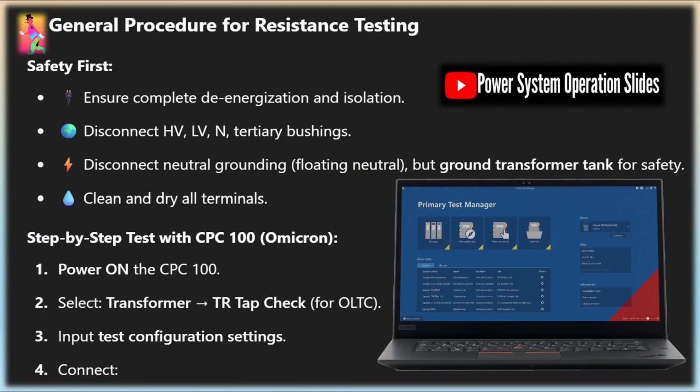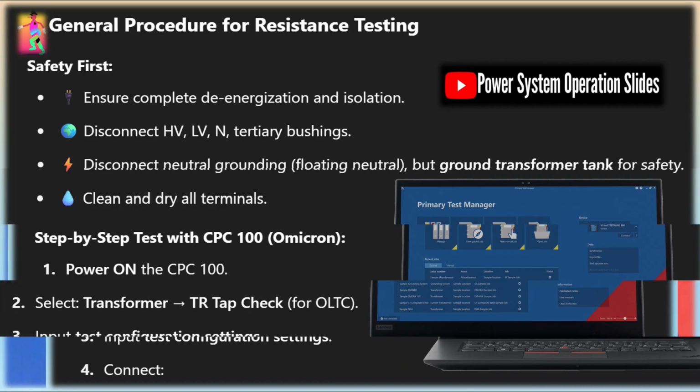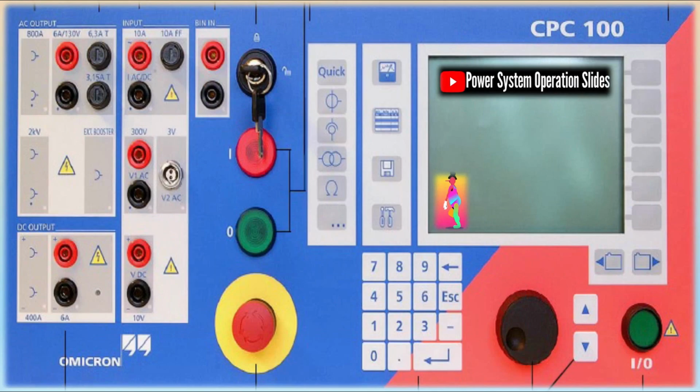How it happens: during the DC test, the core becomes polarized. If not demagnetized, energizing the transformer can cause it to saturate early. Low inductance, high inrush, possible relay misoperation or winding damage. Demagnetization is performed by applying reversing DC pulses, gradually decreasing to zero. CPC 100 and other modern sets do this automatically post-test.